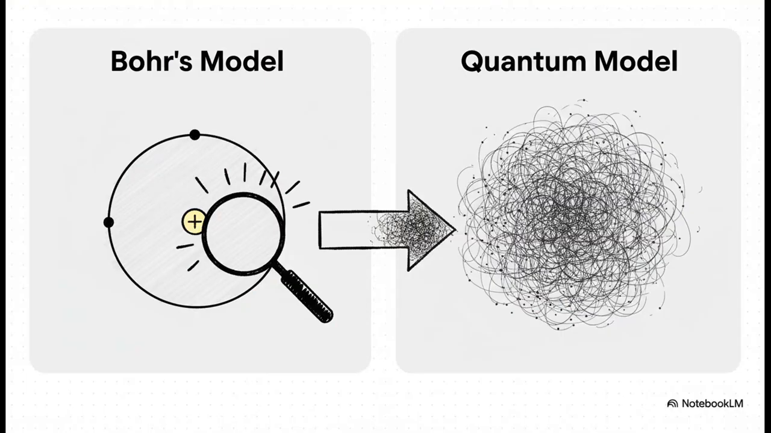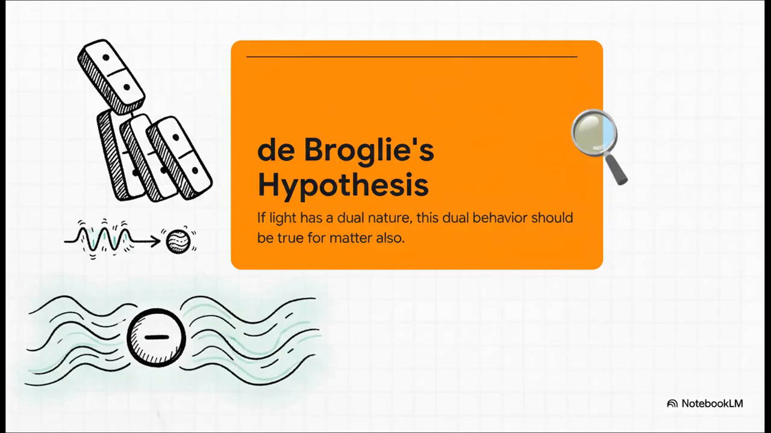Okay, this is probably the biggest mental shift in this entire story. Bohr's model had electrons on neat, predictable paths, which he called orbits. You knew where it was and where it was going. The new quantum model throws all of that certainty right out the window. It gives us something called an orbital, a 3D region of space where you just have a probability of finding the electron. So what kicked all this new weirdness off?